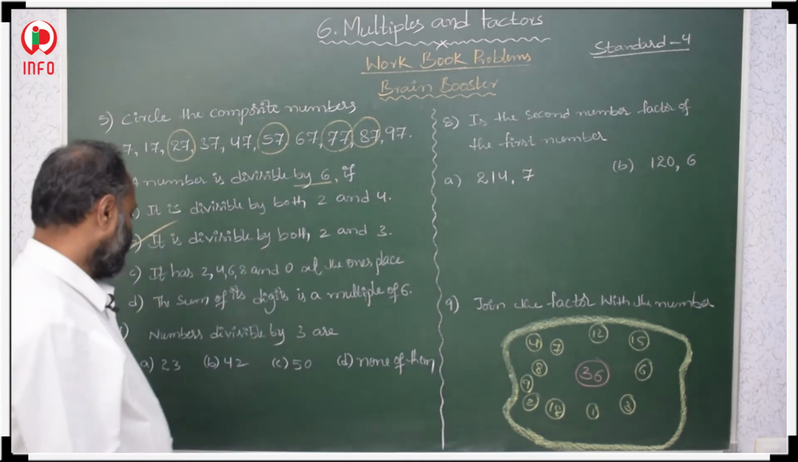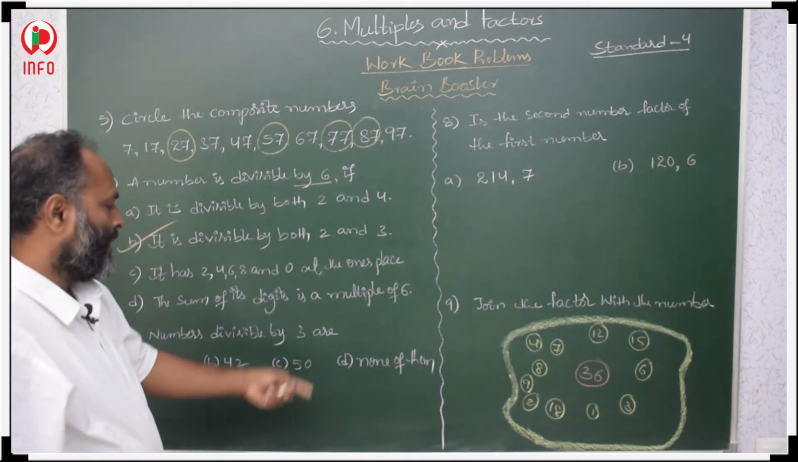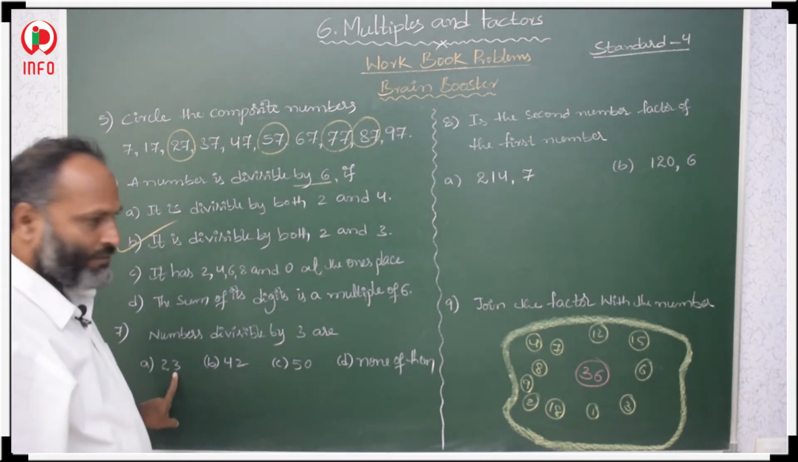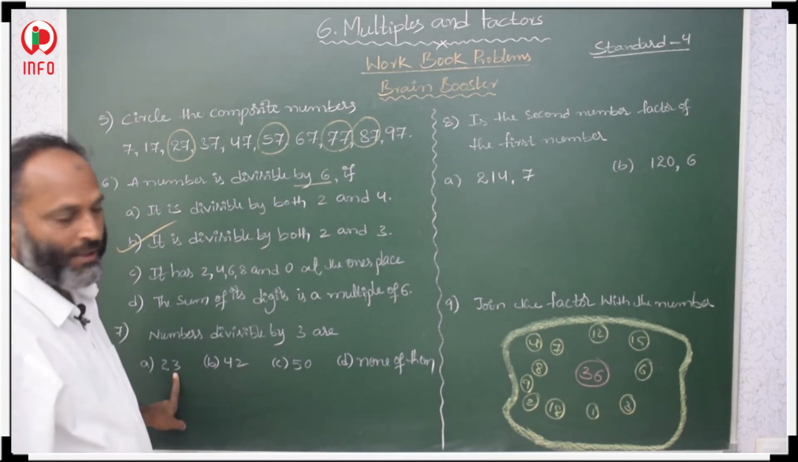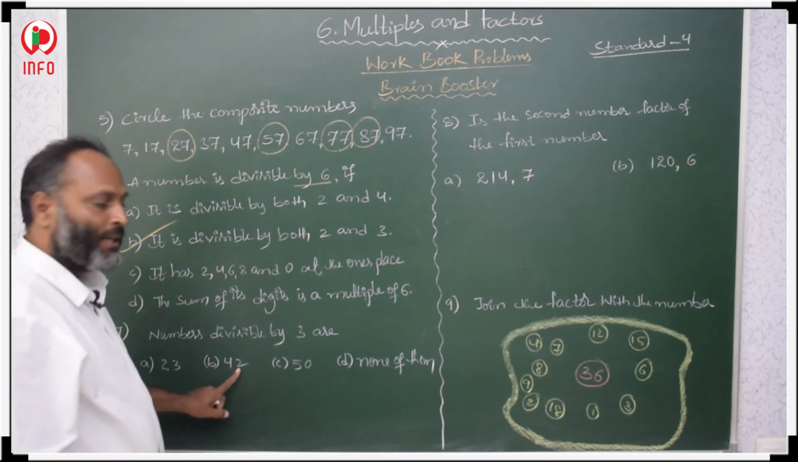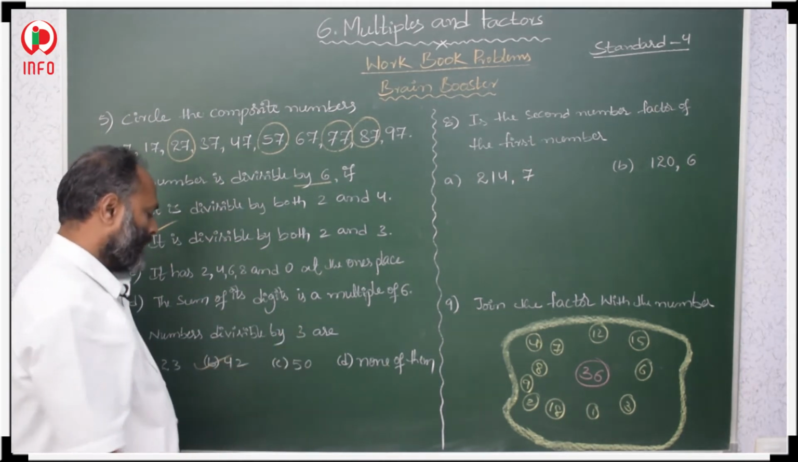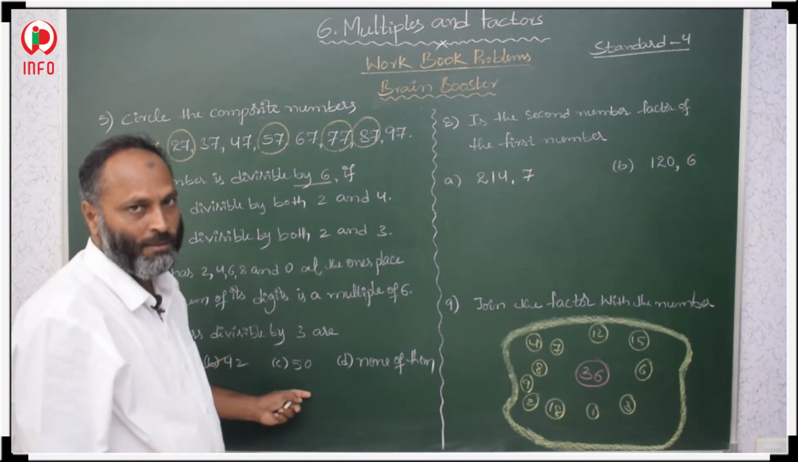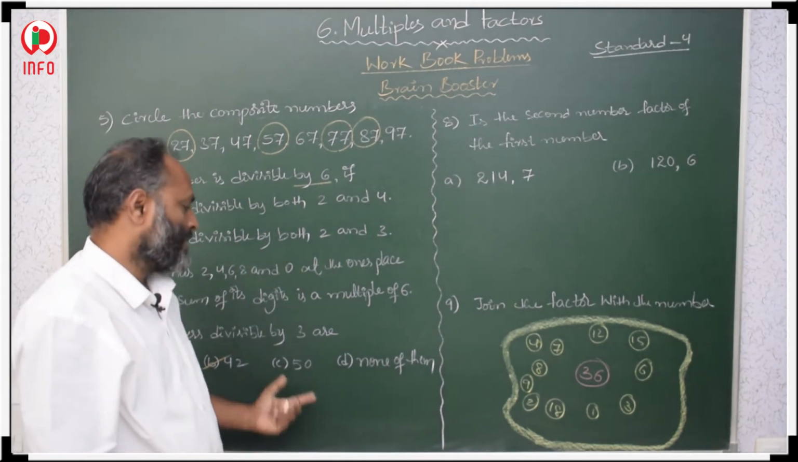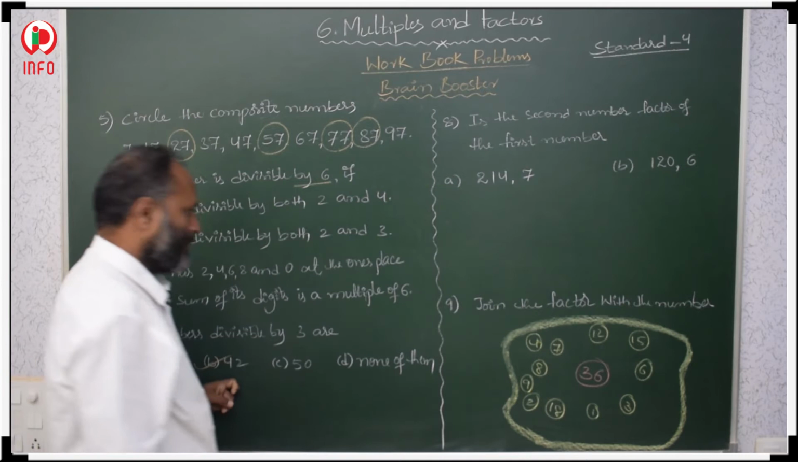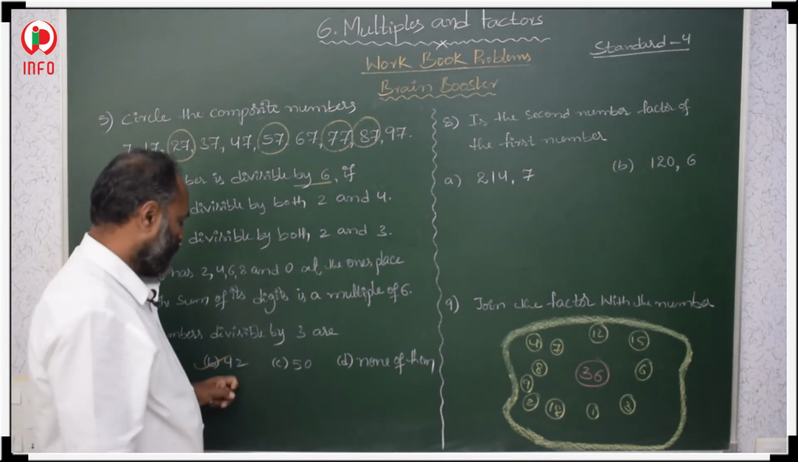Now, the numbers divisible by 3. This one is not divisible by 3. Why? Because 2 plus 3 is 5, and 5 is not divisible by 3. Here, 4 plus 2 is 6, and 6 is divisible by 3, so this number is divisible by 3. 5 plus 0 is 5, and 5 is also not divisible by 3, so this number is not divisible by 3. Only this one, 42, is divisible by 3.